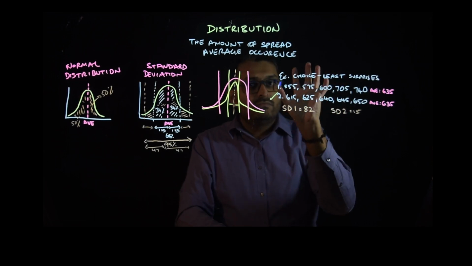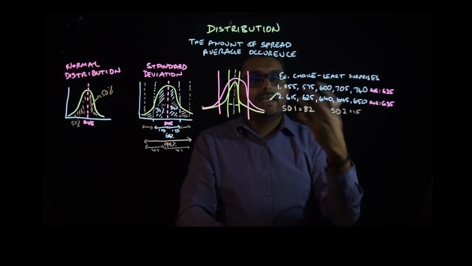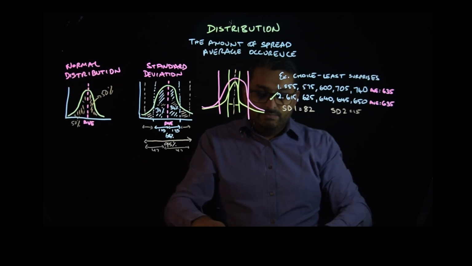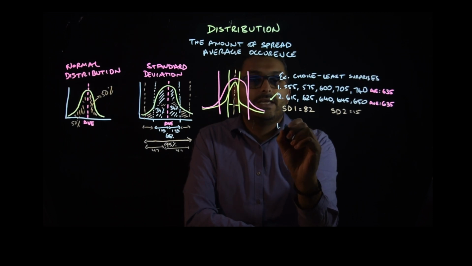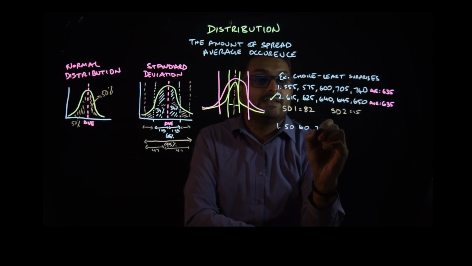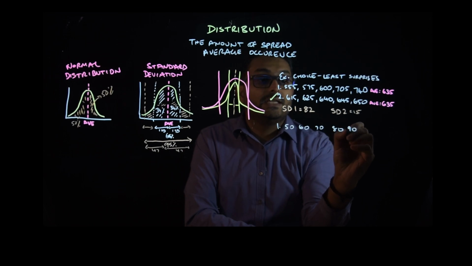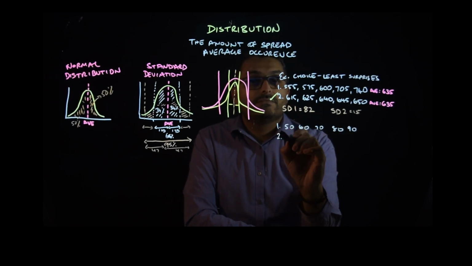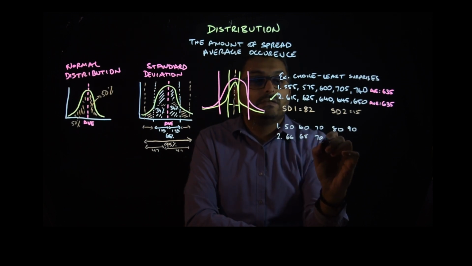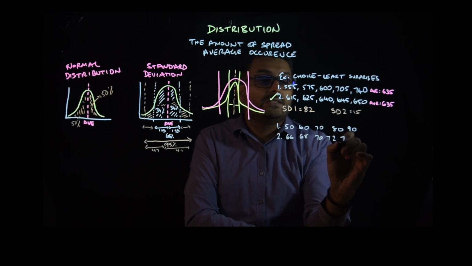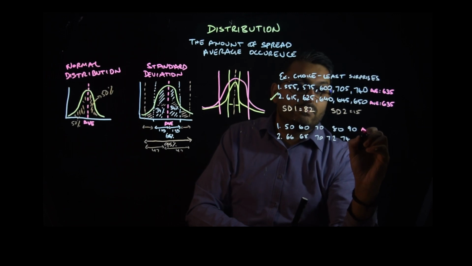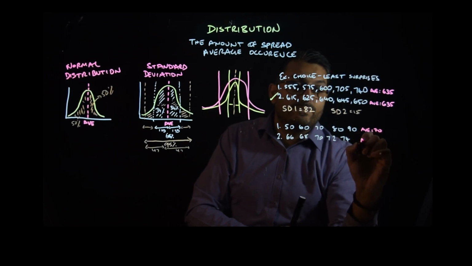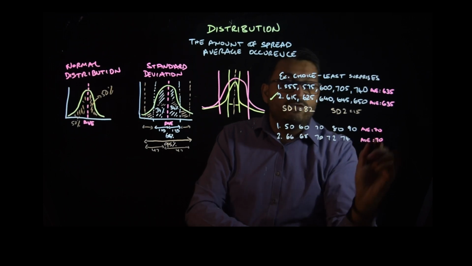But this was very easy visually. Let's say, what if the data was a little bit more sort of together? So let's say again, two sets of data. Let's say one is 50, 60, 70, 80, 90. And set 2 is 66, 68, 70, 72 and 74. Again here my average is 70 for both.